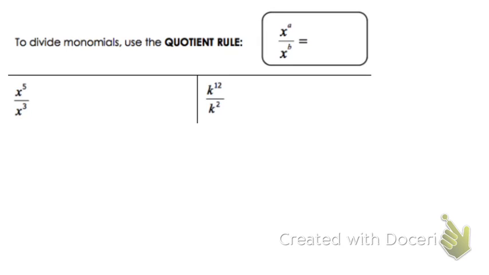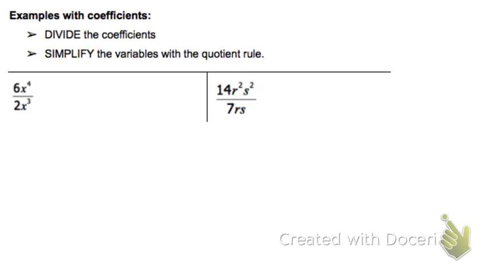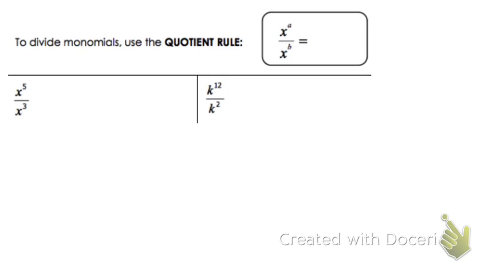Let's talk about the quotient rule. Quotient is when you are dividing. If you are dividing two numbers that have the same base with an exponent, so this is 10 to the a power and 10 to the b power.